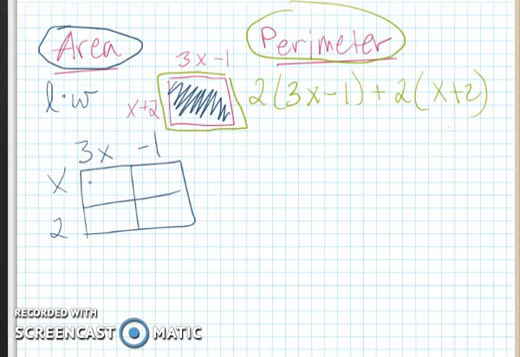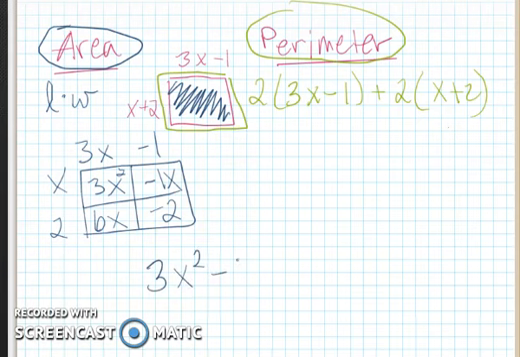3x and x, that's going to make it 3x squared. Again, those exponents add. X and negative 1 is negative 1x. 3 times 2 is going to give me 6x, and then 2 times a negative 1 is a negative 2. Combine like terms.